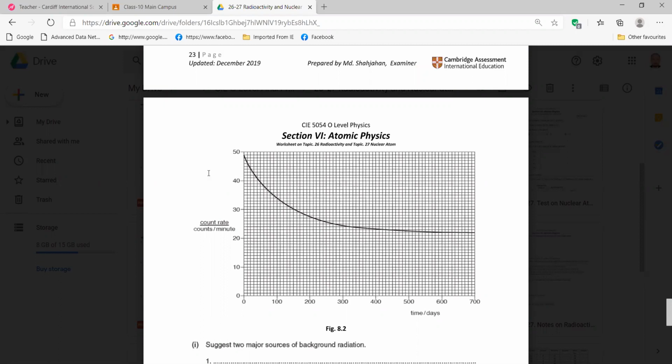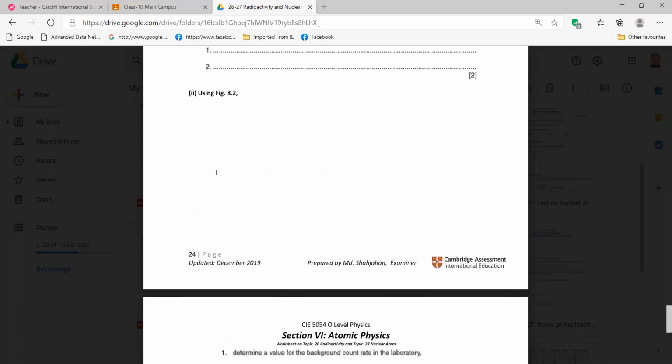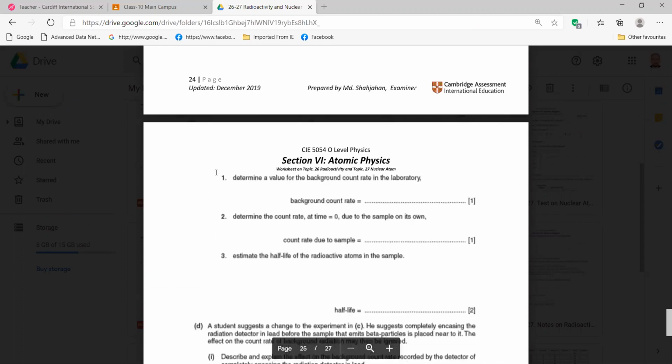Your background count was how much, Adnan? 49 minus 22 gives the answer. No, I'm asking, your background count was how much? 22. Yes, so you are subtracting 22 from 49. Then you are getting 27, right? So 27 is your count from the source only. And from the background radiation?